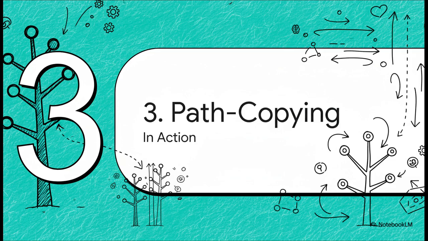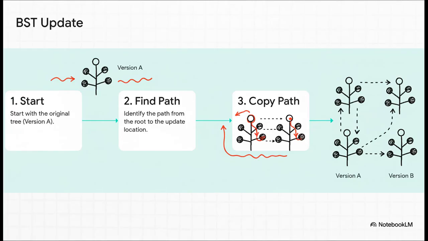Okay, so we've got the what and the why. Now let's get our hands dirty with the how. We're going to look at the most common technique for making this happen, especially in tree structures. It's called path copying.